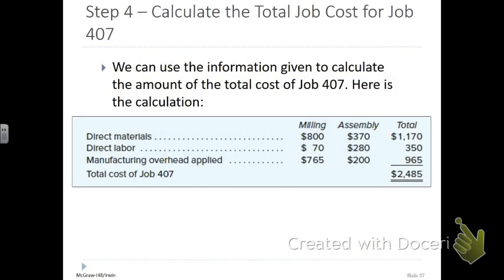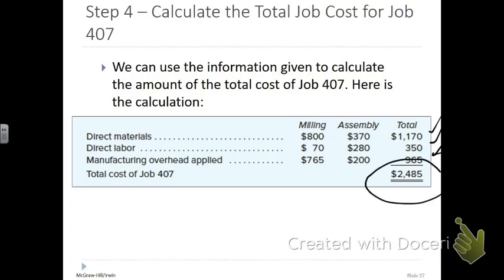So they take the direct materials. They take the direct labor, then they take the manufacturing overhead, and that becomes the total job.